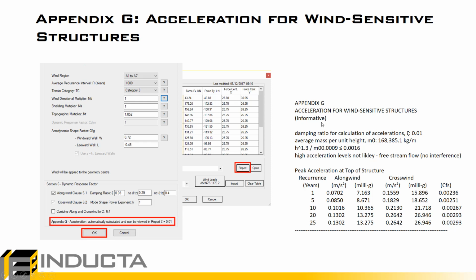So how we access this acceleration is we calculate the value, we hit OK, and then we press report for that load combination. So here is a sample of the report. We have the simplified acceleration calculations calculated for recurrence interval wind speeds for service, so going from 1 year recurrence interval to 25. And then we have along wind and crosswind acceleration calculated in meters per second squared or milli-Gs. So all automatically done by RCB.